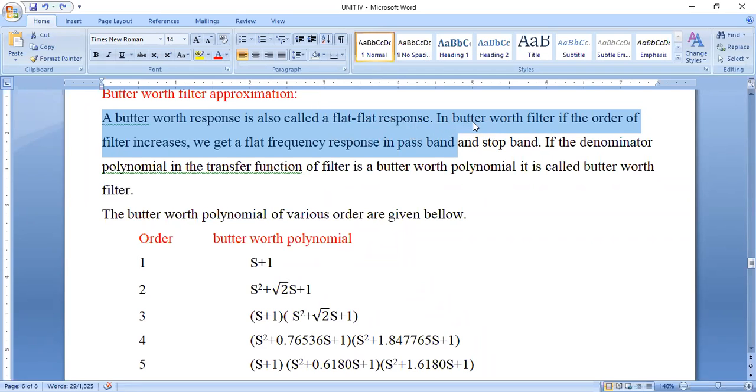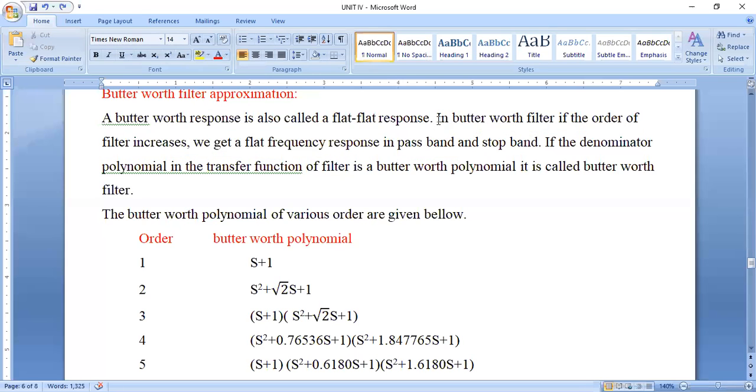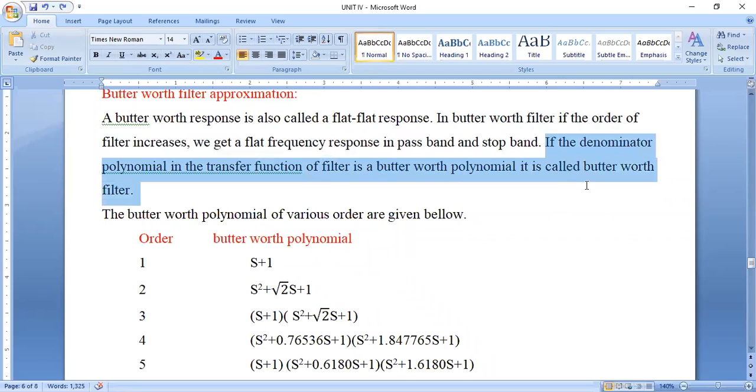In a Butterworth filter, if the order of the filter increases, the flat frequency response increases with respect to the pass band and stop band. That means if we increase the order of the filter, we get the flat response in the pass band, and the entire ripples come under the stop band response. This is how we can define the Butterworth filter.